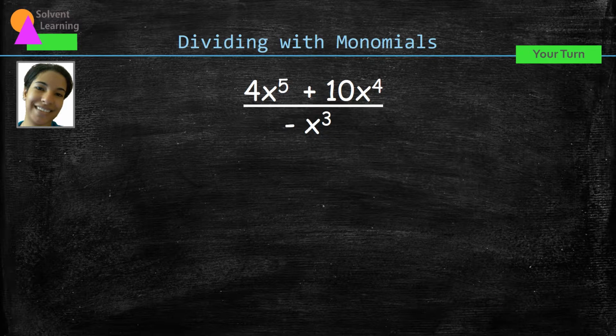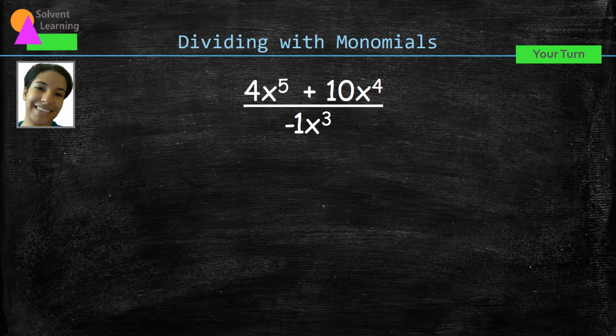Okay, now let's see how you did. In this problem, we're dividing a binomial by a monomial. So the monomial there is negative x cubed. We don't have a number written there as a coefficient, and you can leave it just like that if you're comfortable without seeing a number there. But if you would rather see a number, you can always add a 1 as the coefficient. So we would treat that as a negative 1x cubed.